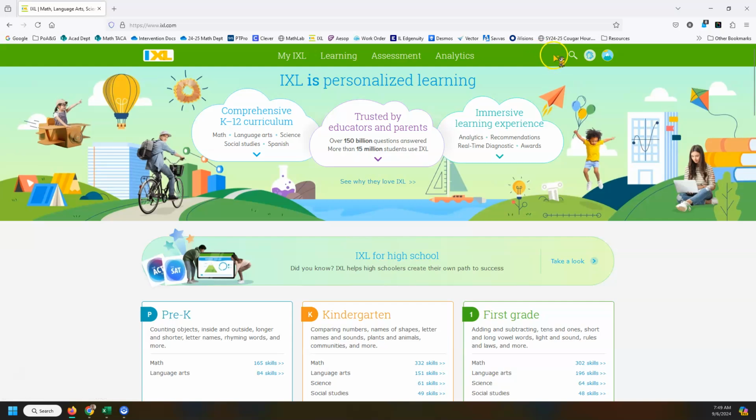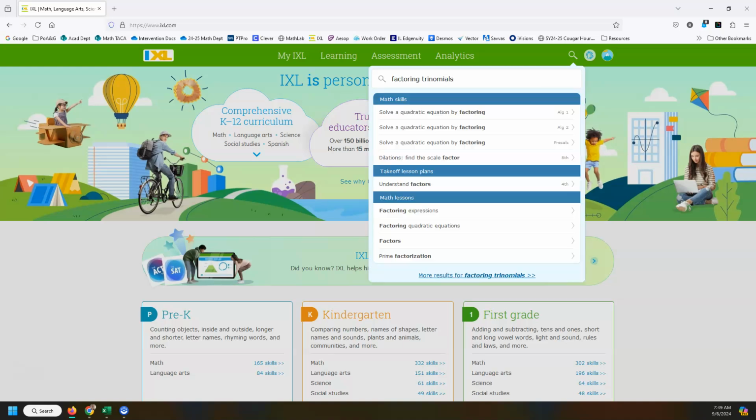So one thing you can do is, say for example, you search for your topic. So let's say we have factoring trinomials. And the search result will give you different options. You can actually have math skills, and you can also use math lessons. So if you want to use a lesson that is presented in IXL, you can actually have that here.